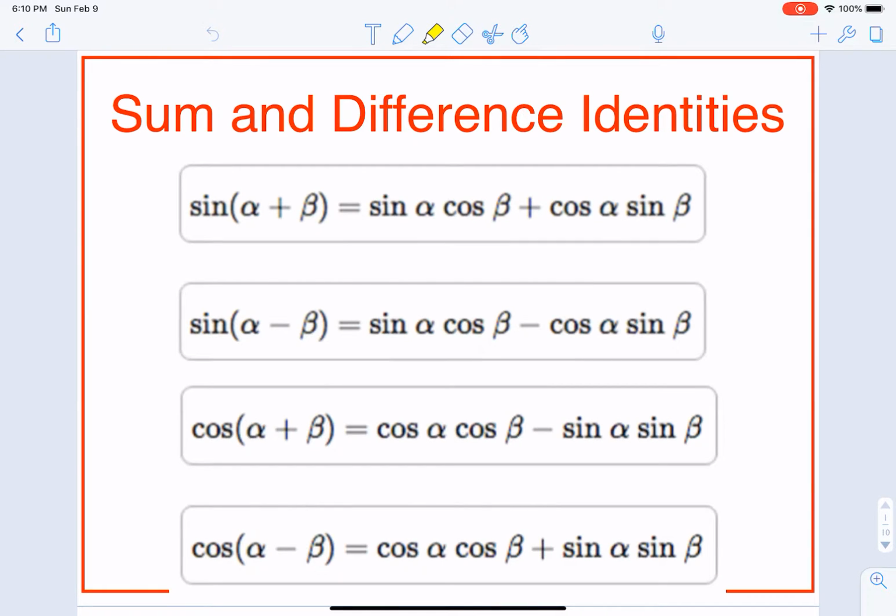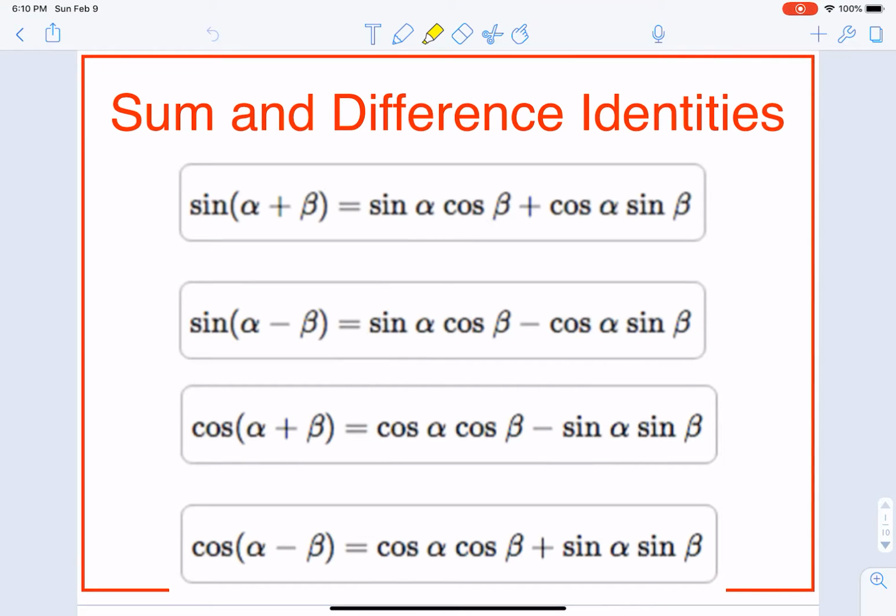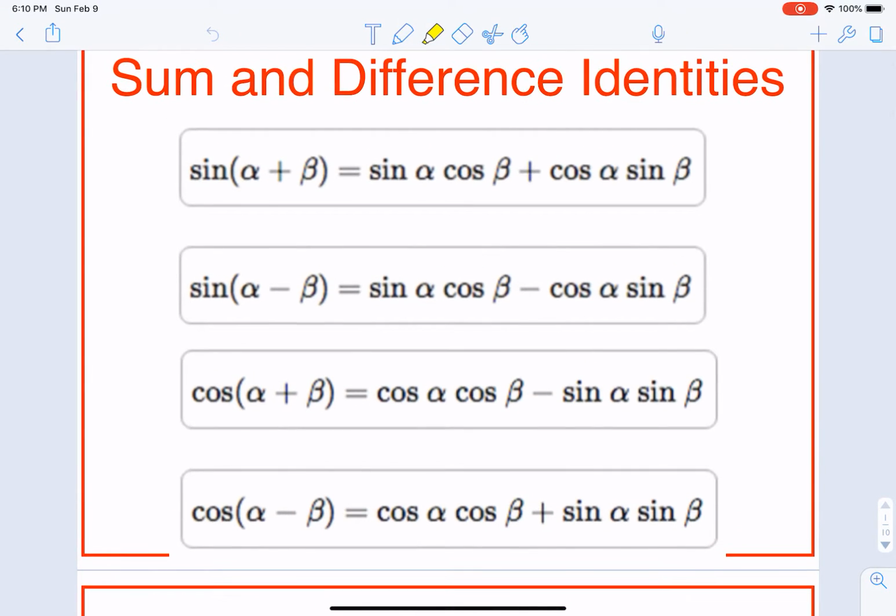We're going to start with sine and cosine, and I'll ask that you reference the beginning of 5.4 in your book for the tangent identities, but it follows a really similar pattern. What I'm going to do is talk you through a few examples, and then we'll do a few examples together at the very end.